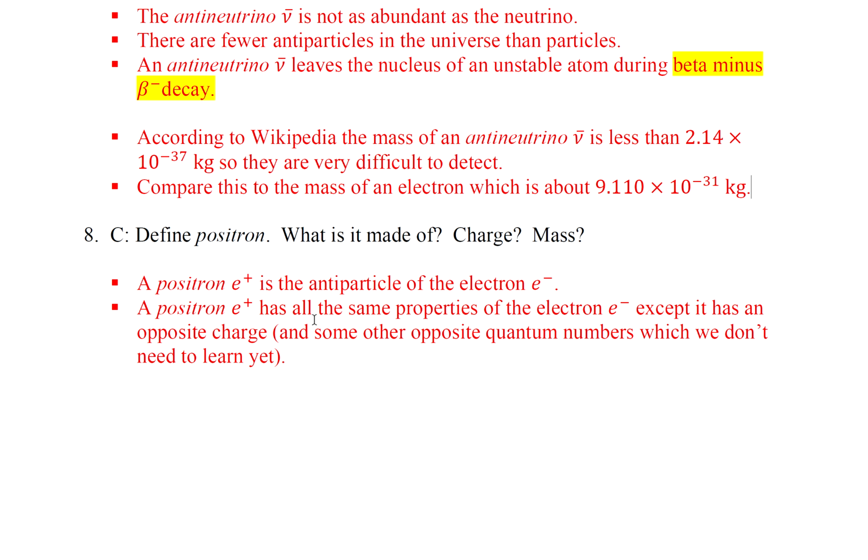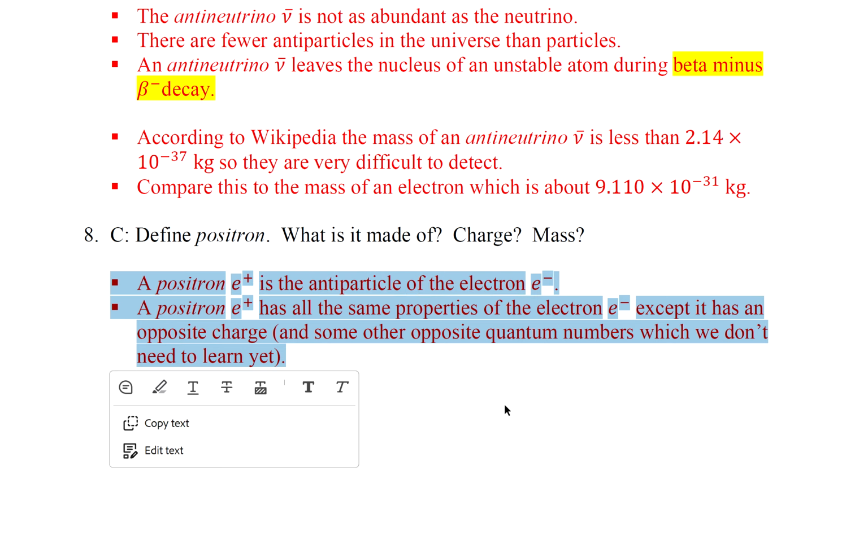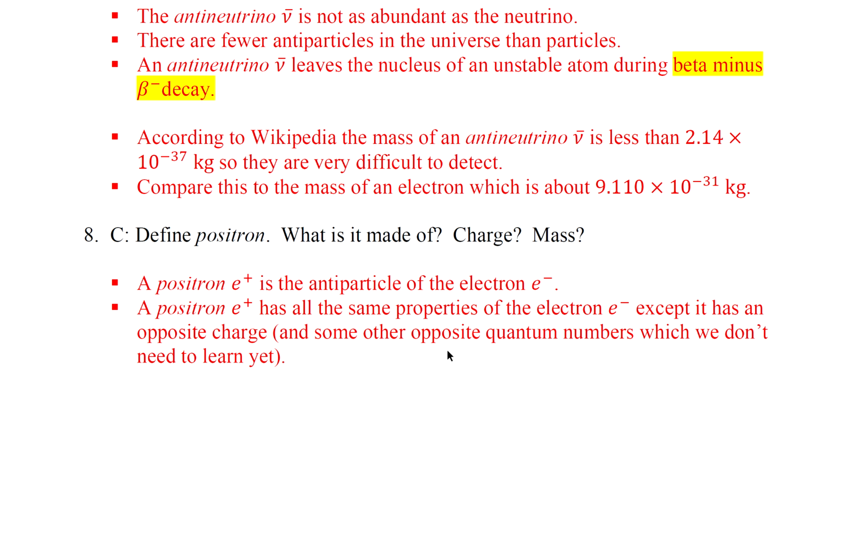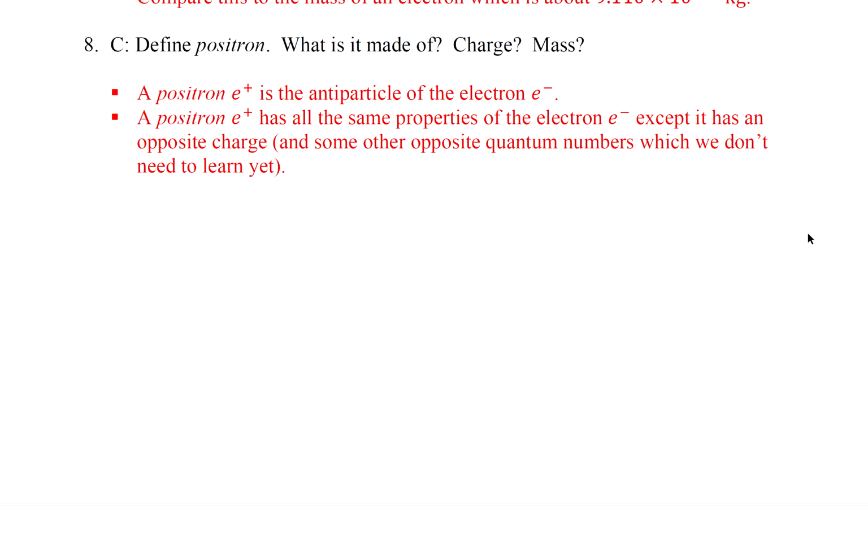Question 8, define positron. What is it made of? Charge, mass. A positron is the antiparticle of the electron. A positron has all the same properties of the electron, except it has an opposite charge and some other opposite quantum numbers, which we don't need to learn yet.